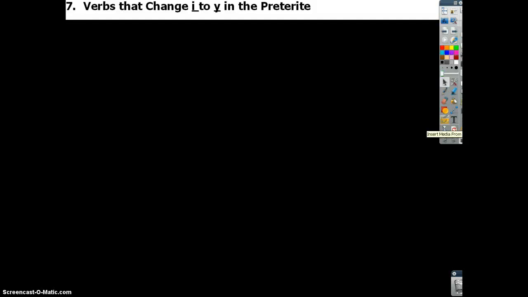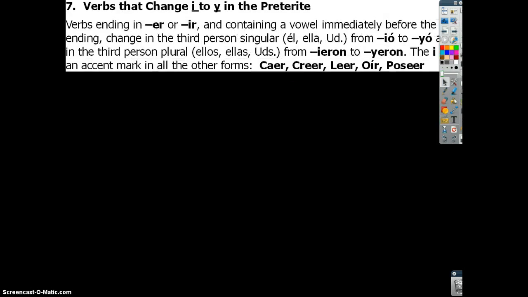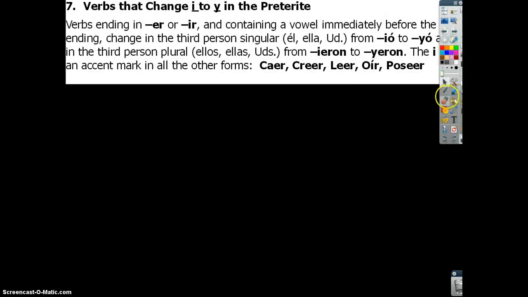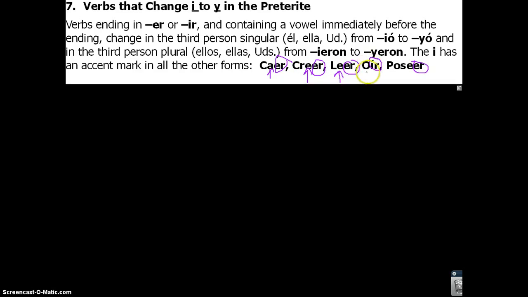All right, guys, what we're talking about right now are those verbs that change from I to Y in the preterite. Those are verbs like leer. When I say verbs like leer, I mean ER or IR verbs that have a vowel directly before the infinitive ending. Look at those vowels.